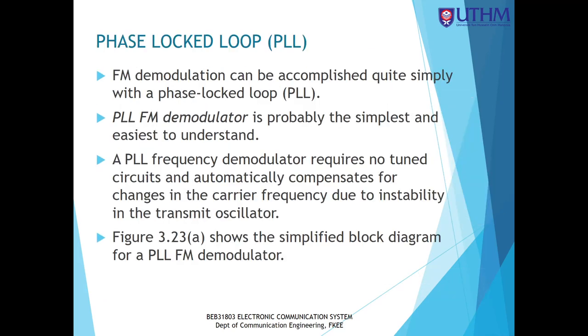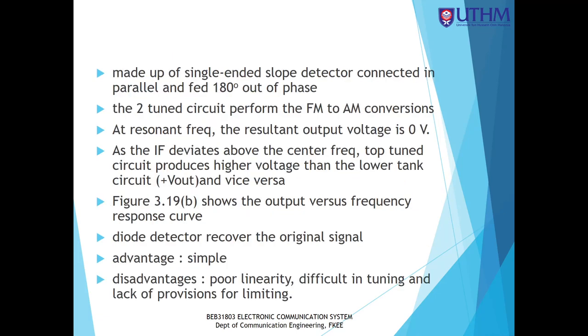So I said that this balance slope detector consists of two slope detectors, where both are 180 degrees out of phase. The two tuned circuits perform the FM to AM conversion, from frequency variation to amplitude variation. At the resonant frequency at the IF center, the resulting output is 0 volt.